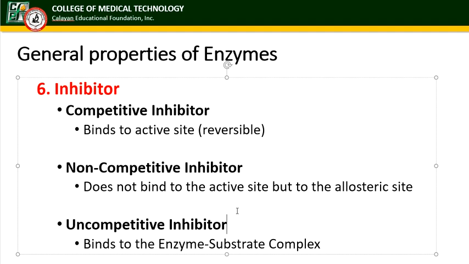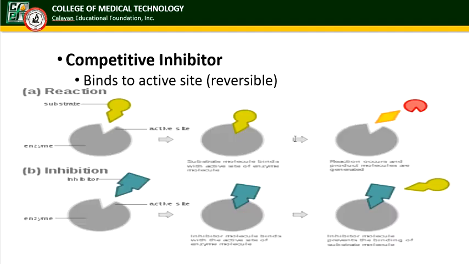Last, uncompetitive inhibitor binds the enzyme substrate complex. So, sa kabuuan ng ating enzyme substrate, siya nagbabind. So, ano bang itsura nitong tatlong ito?